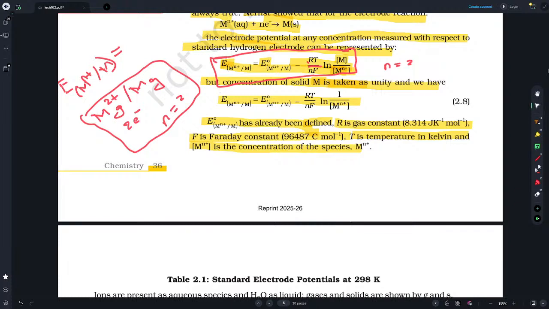Here we can see that the reason they took the concentration of the metal as 1 is because they have considered the solid M, which is nothing but the electrode. In zinc we have the zinc electrode, which is the anode, and in copper we have the copper cathode. So this we can take as unity, but the concentration of the ions we take specifically.